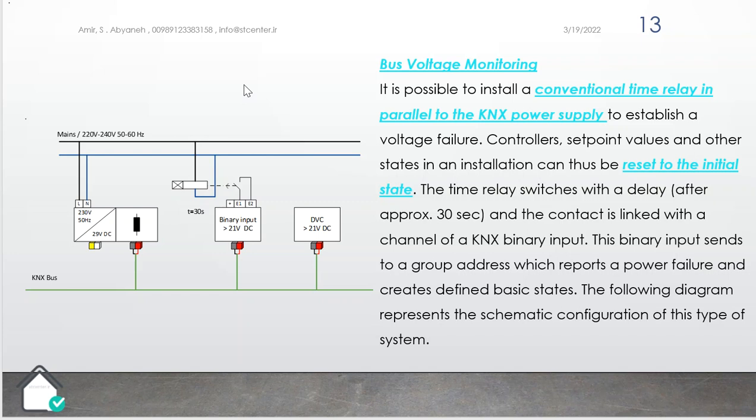The time relay switches with a delay after approximately 30 seconds, and the contact is linked with a channel of a KNX binary input. This binary input sends to a group address which reports a power failure and creates defined basic states. The following diagram represents a schematic configuration of this type of system.